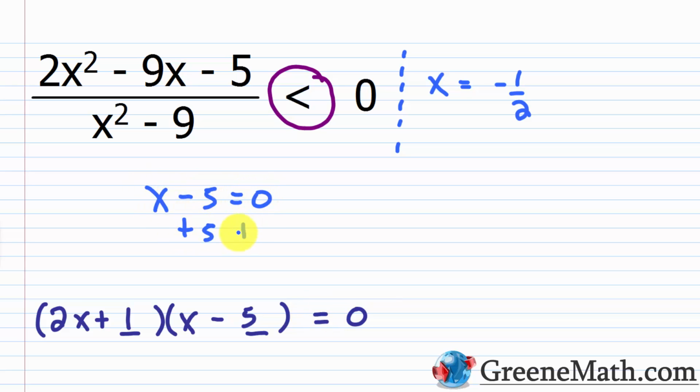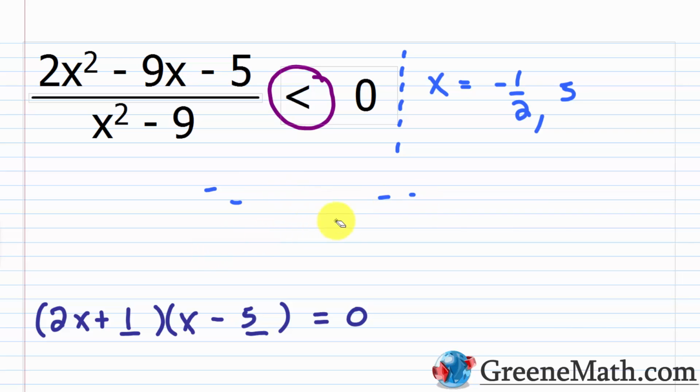Add 5 to both sides, and we get that x is equal to 5. So my solutions here will be that x equals -1/2 and then also 5. All right, let's think about the denominator now, which is really easy to work with.